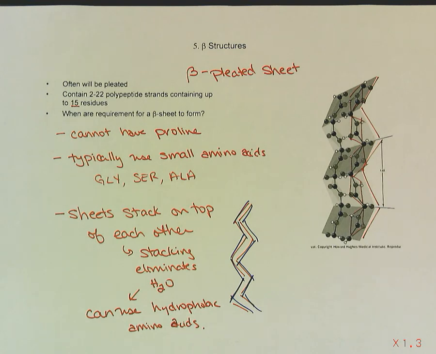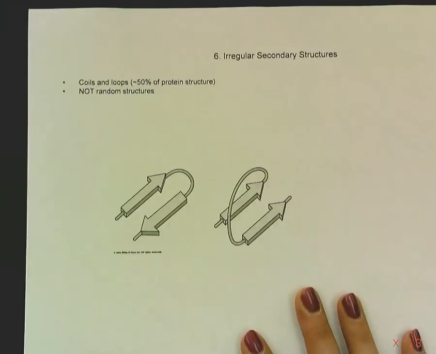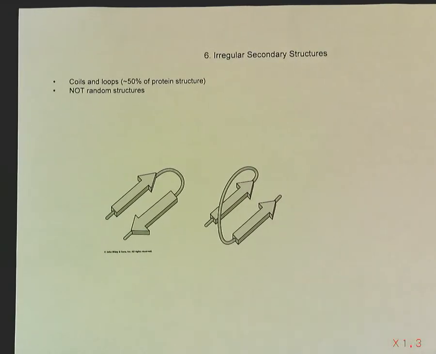All right, so then we have our third category of allowed secondary structure, which has the very generic title, Irregular Secondary Structures. So you have alpha helices, beta pleated sheets, and irregular structures.